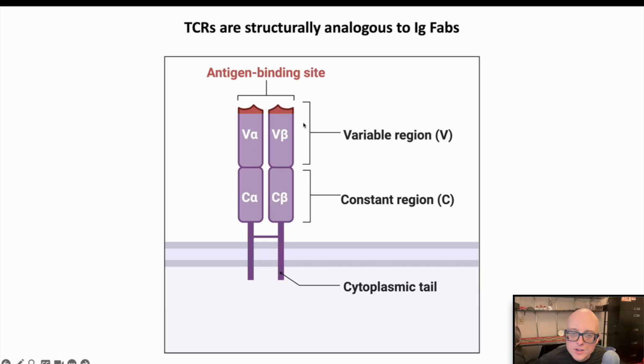And again, the variable region is going to be towards the N-terminus of the TCR, and the N-terminus is where antigen binding is going to occur. Similarly, the C-terminus corresponds to the constant region. It's going to be closer to the membrane, and it's going to be more involved in structural integrity as opposed to antigen binding.